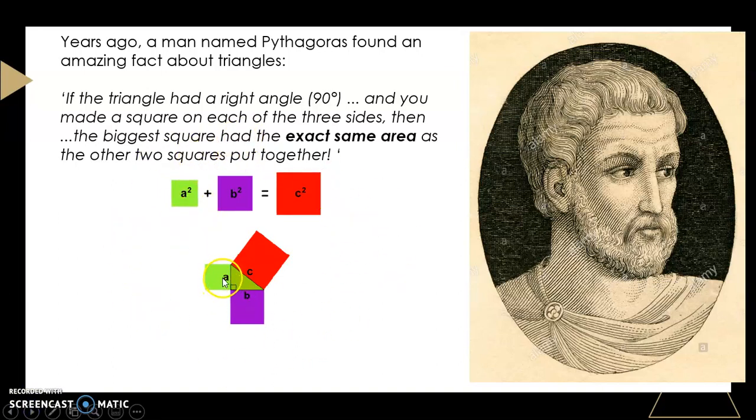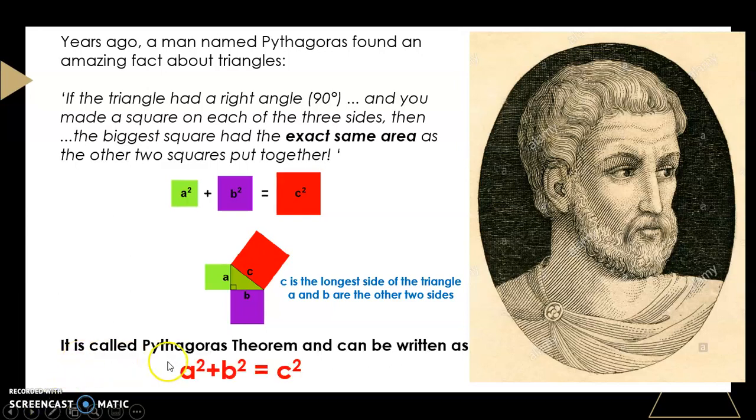Okay, so here is your A, B, and this is your C. This is actually your hypotenuse. Okay, so C is the longest side of the triangle, and A and B are the other two sides. It is called the Pythagoras theorem and can be written as A squared plus B squared is equivalent to C squared. Okay, C is the longest side. Okay, so you can see here the hypotenuse, which is the opposite of the right angle.